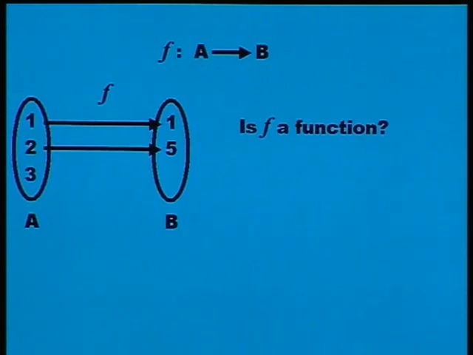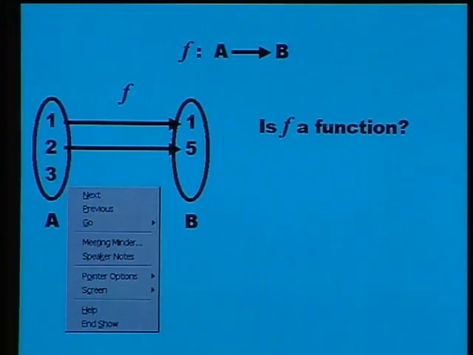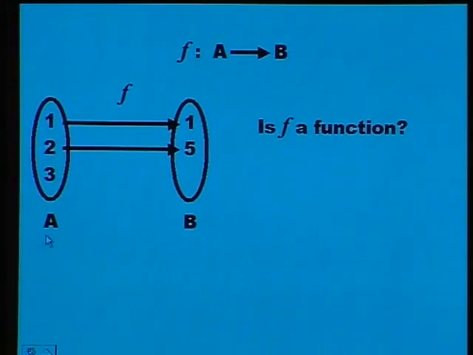Is f a function? We know that in the domain, the element 3 doesn't have an image. 1 has been associated with 1, 2 from the domain has been associated with 5, but 3 does not have an image under the function f.